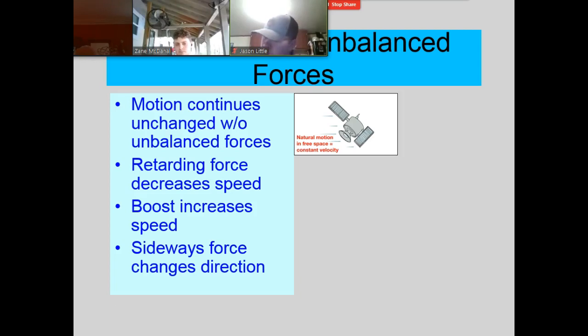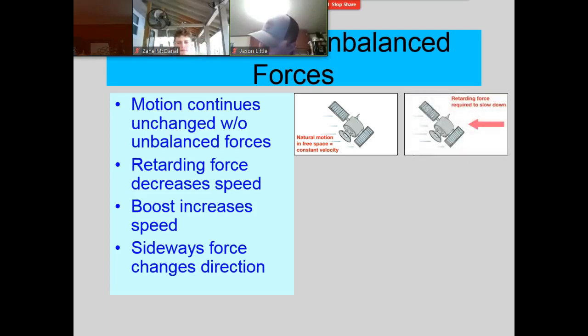Now, natural motion, about the only place you actually find it is in free space, way out there, outside of the gravitational field of anything else. That's absolutely natural motion. Constant velocity never changes. There's no air resistance against it. There's no gravitational force against it. What's the net force on it? 0, because there's no change of velocity, no change of motion. So natural motion in free space means constant velocity, constant speed, constant direction.